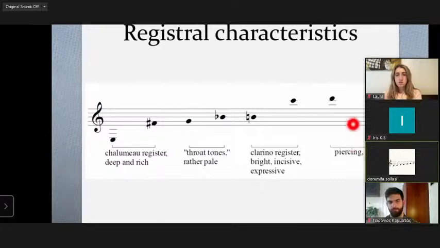And now, this extreme high register is shrill, so I recommend that you don't use it very much. Always in the woodwind instruments, it is difficult to produce the highest notes. And they usually don't sound good. They sound shrill, and if they are not used correctly, they are unpleasant.